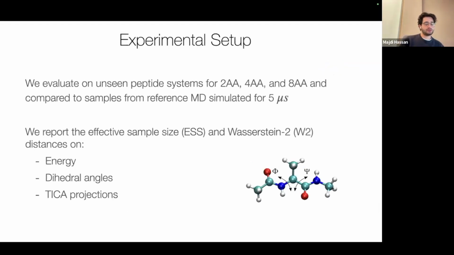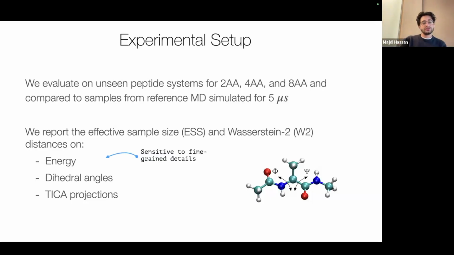And so given this many peptides MD data set, given the model that's trained on the 200 nanosecond trajectories, we evaluate on unseen peptide systems for these dipeptides, tetrapeptides, and octopeptides. And we compare the samples to the reference MD that was simulated for 5 microseconds. And moreover, we report the effective sample size and the Wasserstein-2 distances on energy, dihedral angles, and TICA projections.